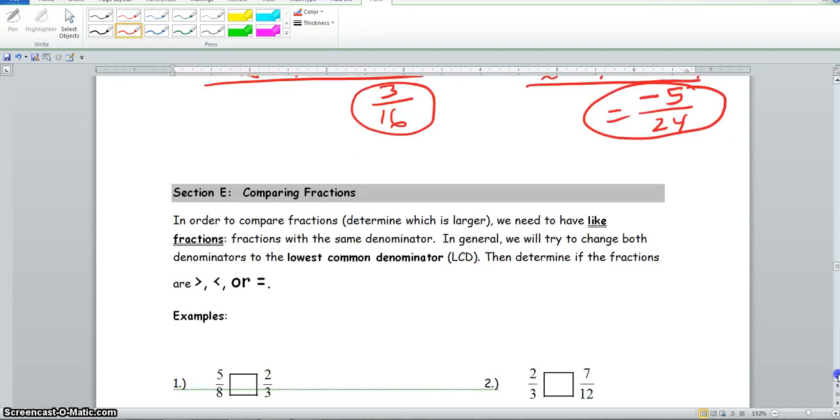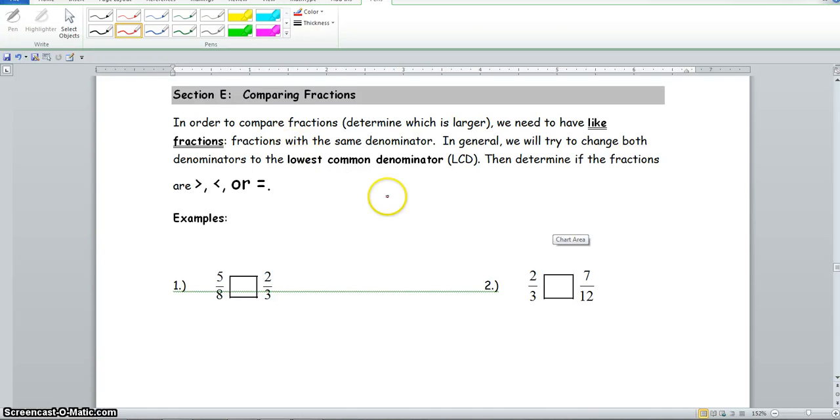Now we scroll down here to section E, comparing fractions. In order to compare fractions and determine which is larger, we need to have like fractions, fractions with the same denominator. In general, we would try to change both denominators to the lowest common denominator, then determine if the fractions are greater than, less than, or equal to.